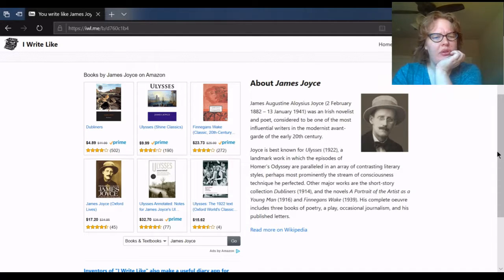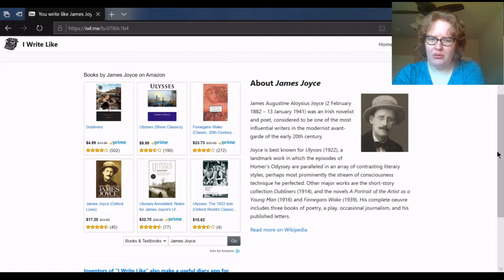Okay. Dubliners, Ulysses, Finnegans Wake, James Joyce, Oxford Lives, Ulysses Annotated, Ulysses, the 1922 text. James Augustine Aloysius, I assume, Joyce, 2 February 1882 to 13 January 1941, was an Irish novelist and poet considered to be one of the most influential writers in the modernist avant-garde of the early 20th century. Joyce is best known for Ulysses, 1922, a landmark work in which the episodes of Homer's Odyssey are paralleled in an array of contrasting literary styles, perhaps most prominently the stream of consciousness technique he perfected. Other major works are the short story collection Dubliners, 1914, and the novels A Portrait of the Artist as a Young Man, 1916, and Finnegans Wake, 1939.